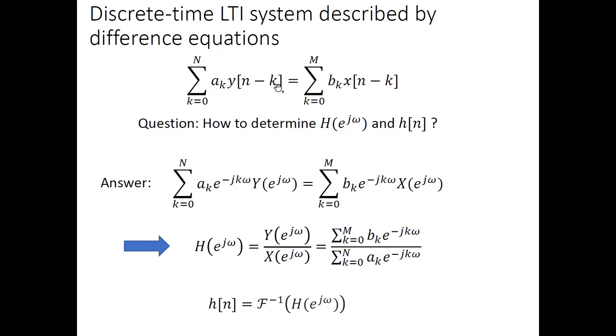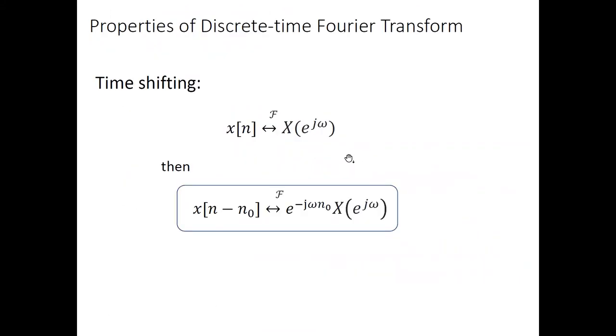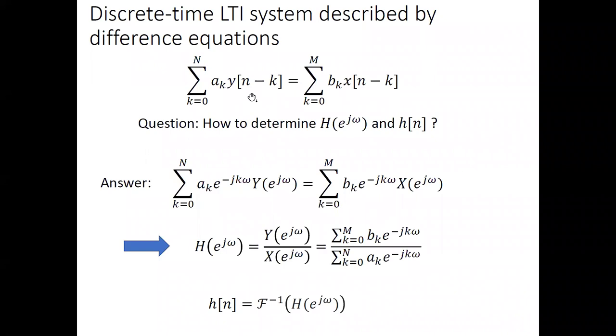The Fourier transform of small y of n minus k, let me flip back to a previous slide. This is the time shifting property, right? If we shift x of n to x of n minus n zero, then its Fourier transform is the original capital X multiplied by exponential minus j omega n zero, where n zero is the shifted amount. Apply this time shift property to this equation. Y of n minus k, since we shifted by k, becomes capital Y multiplied by exponential minus jk omega. And the same on the right-hand side, by linearity, the same linear combination: x of n minus k has Fourier transform capital X times exponential minus jk omega.